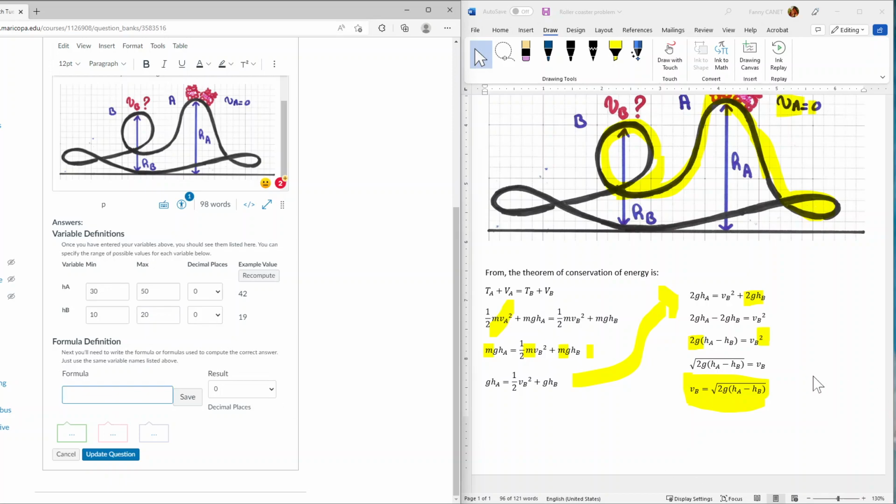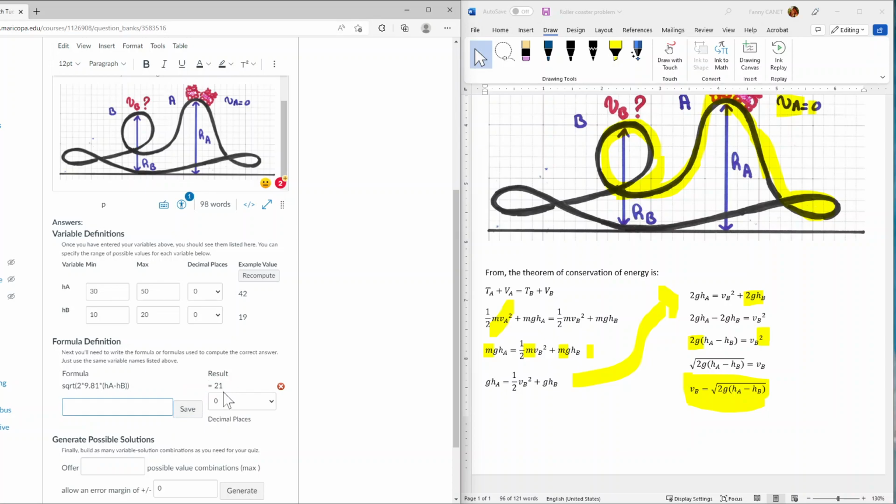And my formula should be the square root of 2g times HA minus HB. Make sure that you write your parameters the same way that you define them. You don't need to put the equal in front, as in Excel it's just square root, SQRT, of 2 times, so g is 9.81, times HA minus HB. I close the parentheses.